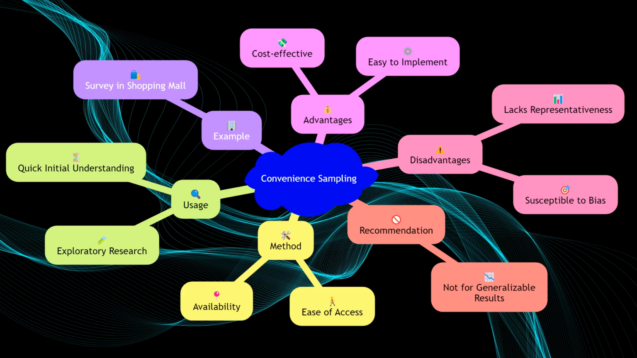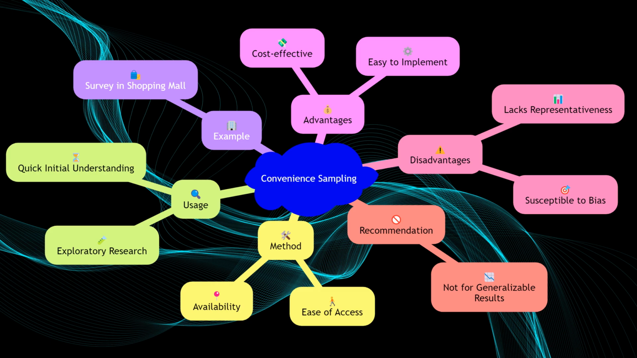Convenience sampling involves selecting a sample based on ease of access and availability. This method is often used in exploratory research, where the goal is to get a quick, initial understanding rather than precise, generalizable results. For example, a researcher might survey people in a shopping mall because they are readily available.